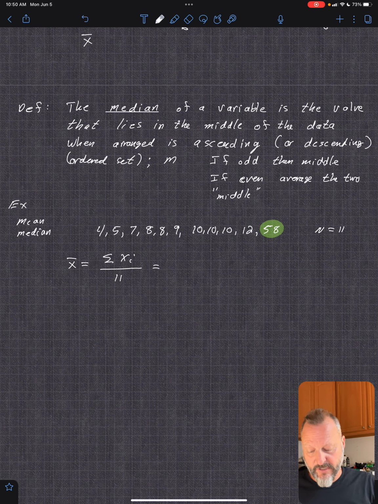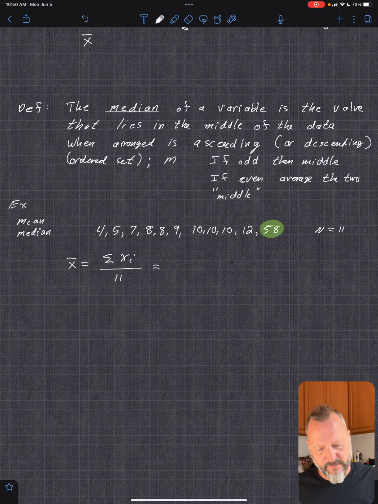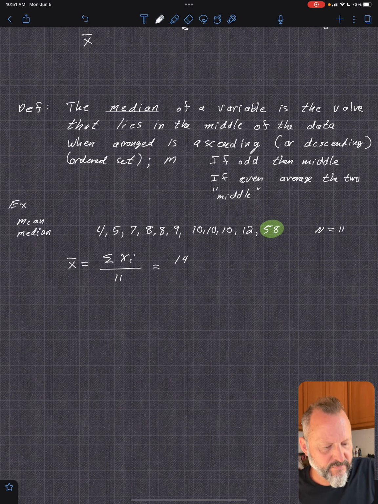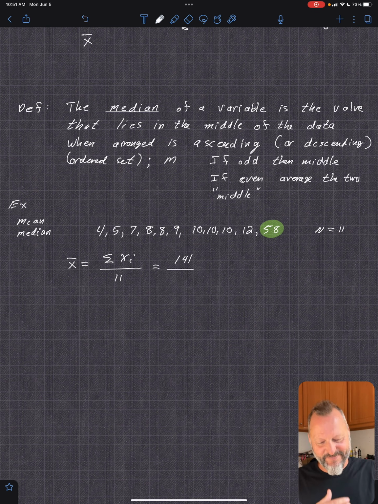So let's add those all up. 4 plus 5 plus 7 plus 8 plus 8 plus 9 plus 10 plus 10 plus 10 plus 12 plus 58. I get 141. I really hope these are right, otherwise I have to redo it. Let's do that again just in case.